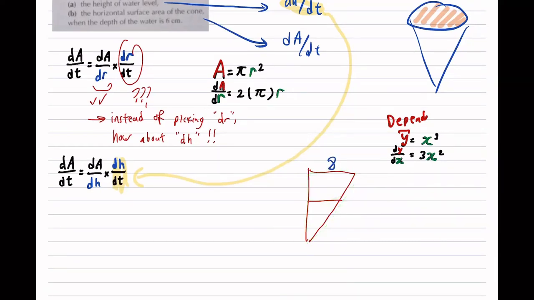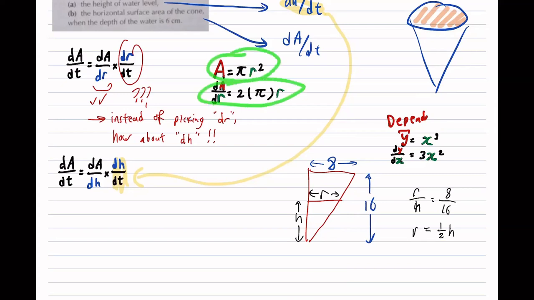We had a length 8 cm here, and a length 16 cm here. We had a length r here, we had a length h here. Let me just label first, and then we conclude r over h equals 8 over 16, r equals half h. Now, A equals pi r squared, we can find dA by dr there already.